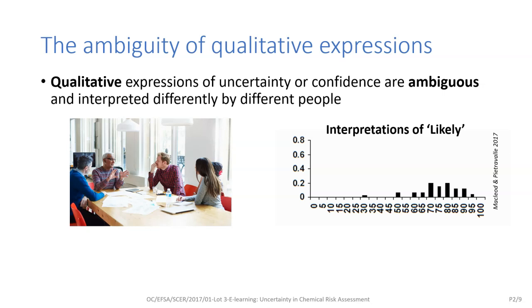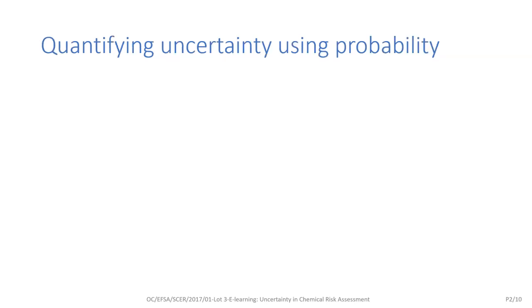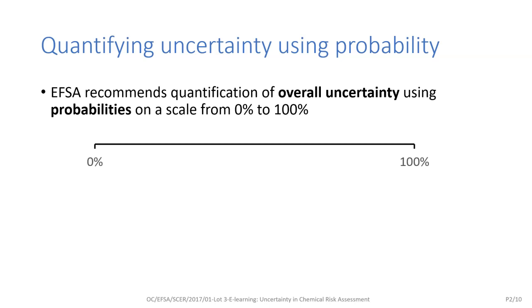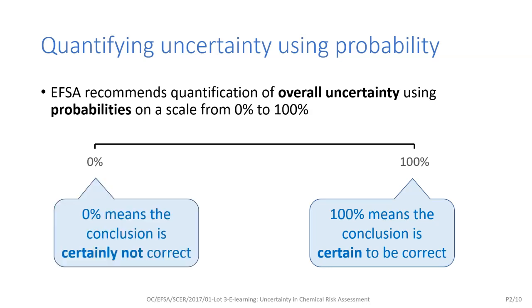So, EFSA's uncertainty guidance recommends quantifying overall uncertainty using probability because it has defined meaning, which is more transparent and can be interpreted consistently by assessors and risk managers, as well as stakeholders and consumers. So what is the defined meaning of probability? The EFSA uncertainty guidance expresses probability as a percentage between 0 and 100%, where 100% means the conclusion is certain to be correct, and 0% means the conclusion is certainly not correct.